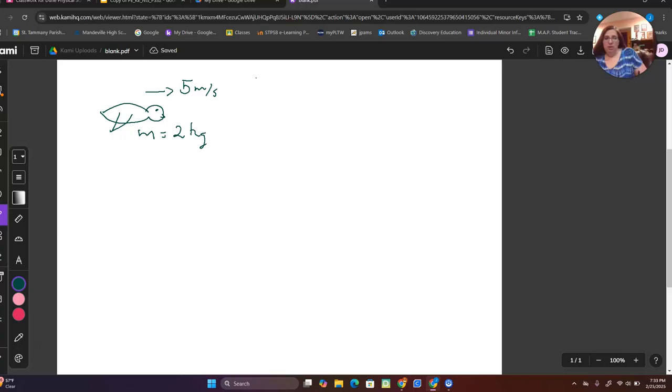Now, we know the equation for kinetic energy is 1/2 mv squared. I want to point out again, this squared is only on the v, so it's only on the velocity. Let's look at what we have and what we don't have. I don't know what the kinetic energy is yet. That's what I'm looking for. Do I know the mass of the bird? Yes, the mass of the bird is 2 kilograms. Do I know the velocity or the speed of the bird? Yes, the speed of the bird is 5 meters per second.